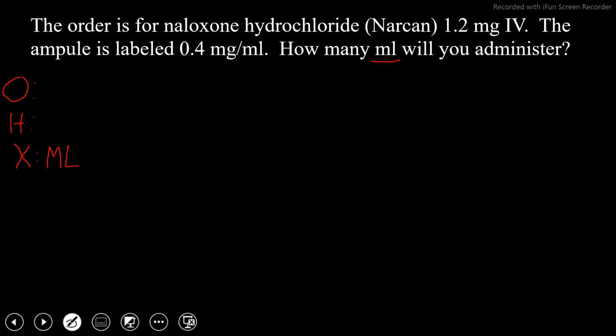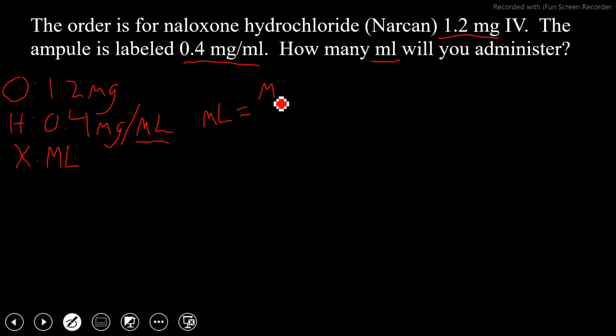The doctor ordered 1.2 mg, find that right there, and the ampule is labeled 0.4 mg per mL. So again, we'll start off with what we're solving for. We want mL, so mL equals, let's find that mL here, so mL up top first, and then 0.4 mg.